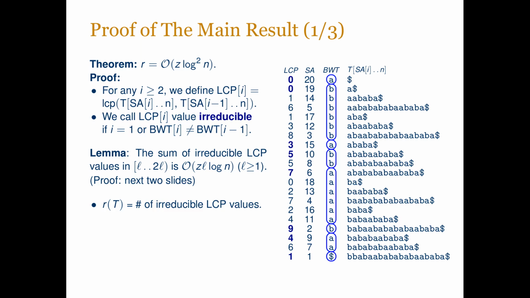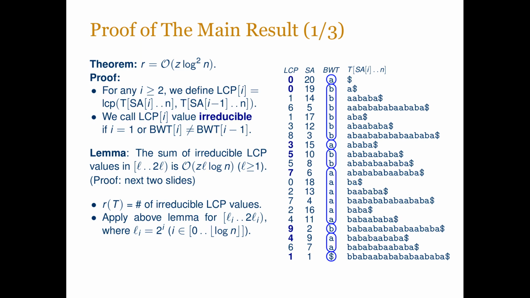Observe that the above lemma is all we need to prove our main result. First, recall that the number r of runs in the BWT is equal to the number of irreducible LCP values. We classify all BWT runs into log n buckets based on the value of their corresponding irreducible LCP value. More precisely, we consider intervals of the form from L_i to 2 times L_i, where L_i is equal to 2 to the i for all i between 0 and log n. This way, every irreducible LCP is accounted.